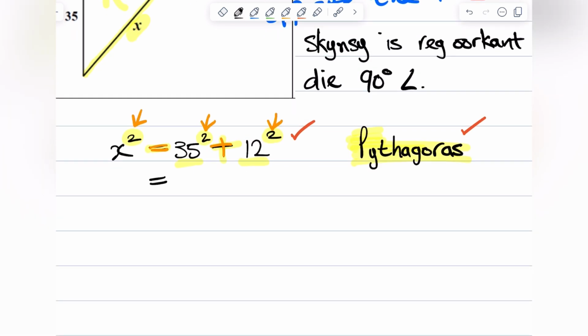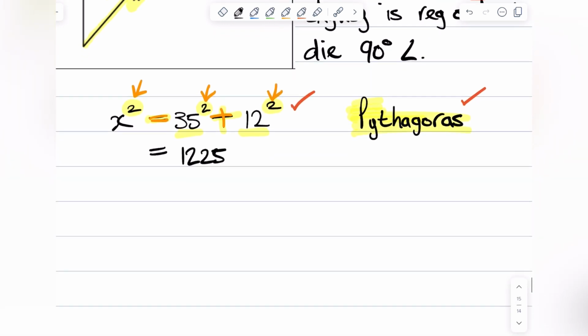So 35 tot die mag 2 is gelyk aan 1225 plus natuurlik 144 en dit is gelyk aan 1369. So x tot die mag 2 is gelyk aan 1369.